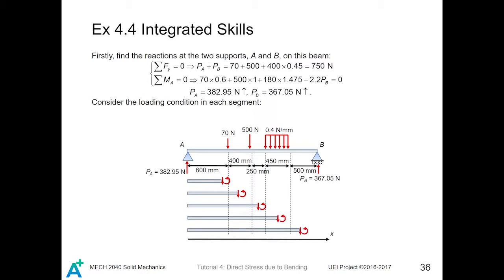By considering the force and moment equilibrium, you can find PA equals 382.95, PB equals 367.05. Next, we need to consider the loading condition in each segment.